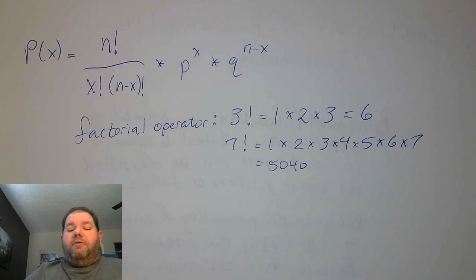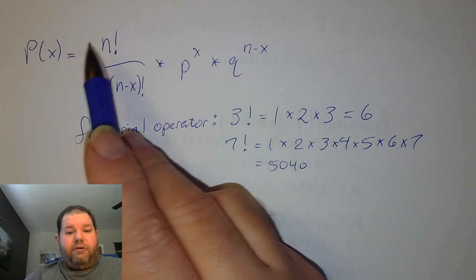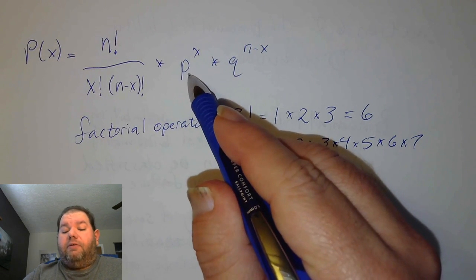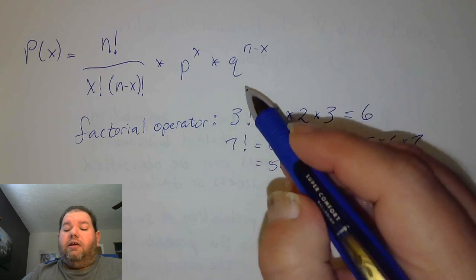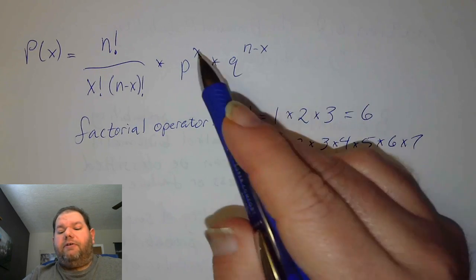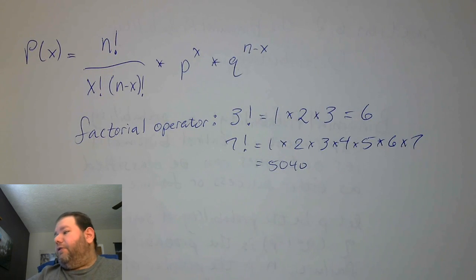We can count the number of different ways it's possible to make 14 out of 20 using this calculation. And that's what that number represents. We don't really need to go into it any further than that. Basically, it's a counting of how many different ways this could happen. And then we have the probability of success raised to the power of the number of successes, and the probability of failure raised to the power of the number of failures. Because if we have x successes in n trials, then we have n minus x failures.